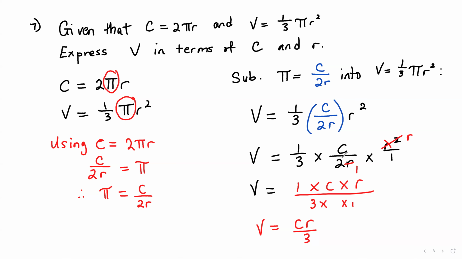Right, so this was, I forgot this 2 here. So this was 3 times 2 times 1, because this is 2 here. So this would have been CR over 3 times 2, which is 6. I made that mistake. I'm so sorry. Correct it if you wrote it down, please.